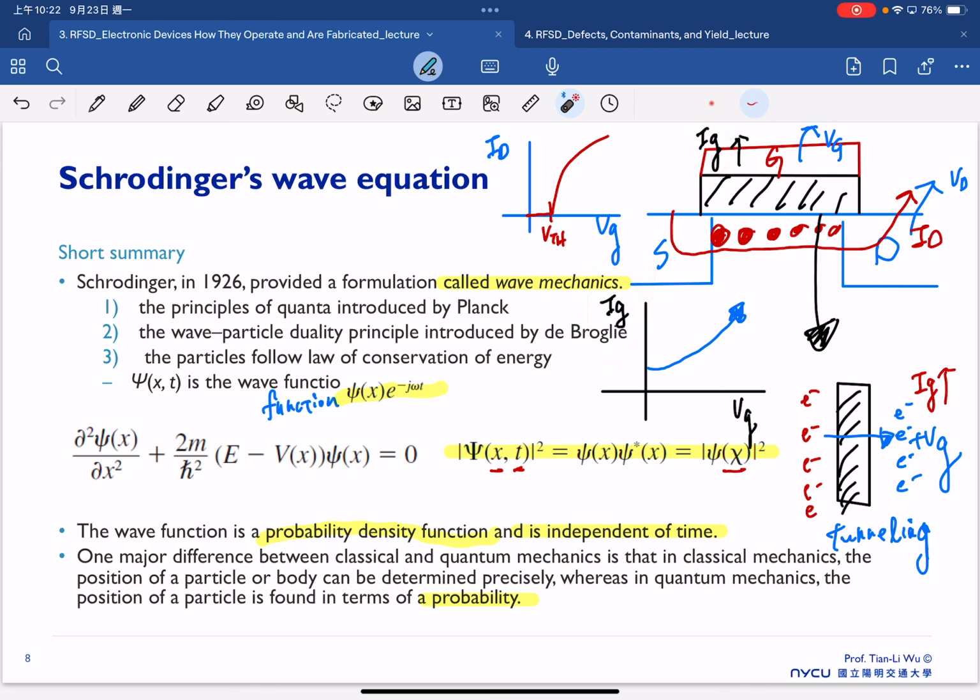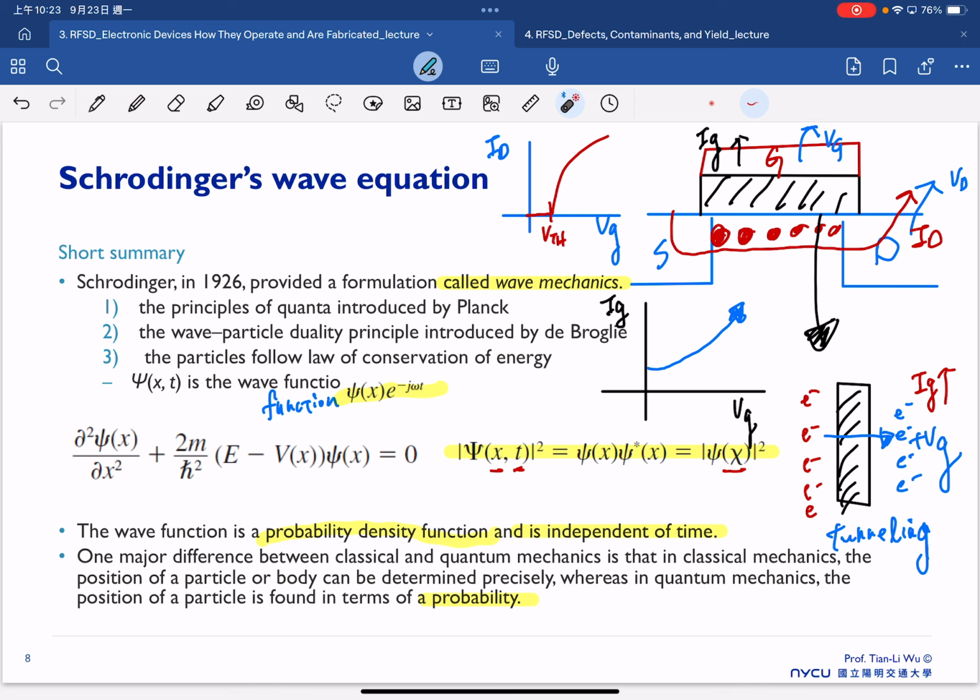So that's the reason why the first few chapters of semiconductor courses are all about quantum mechanics, because later we mainly try to understand the semiconductor device behavior based on the foundation of quantum mechanics. So that's an overview of our quantum mechanics.